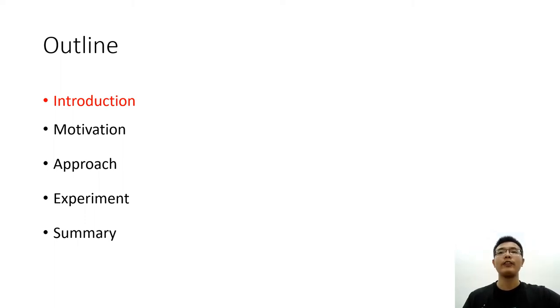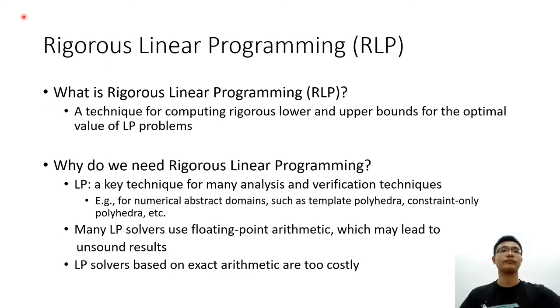As the topic of this paper is about rigorous linear programming, let me give a brief introduction about rigorous linear programming. Rigorous linear programming is a technique for computing rigorous lower and upper bounds for the optimal value of linear programming problems. So why do we want to make a study of rigorous linear programming? Because linear programming is a key technique for many analysis and verification techniques.